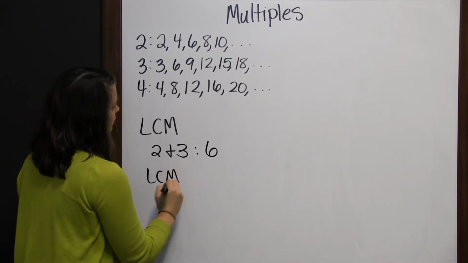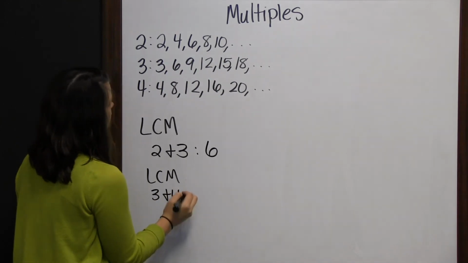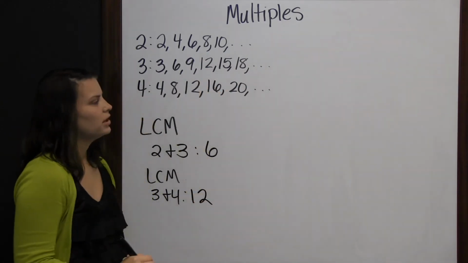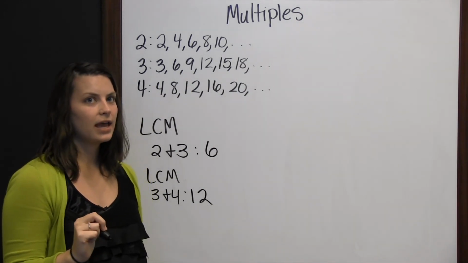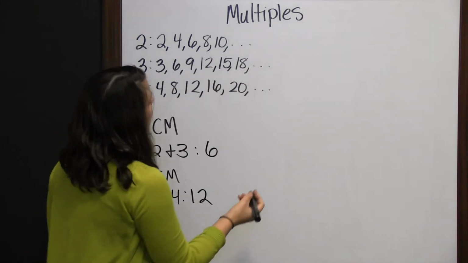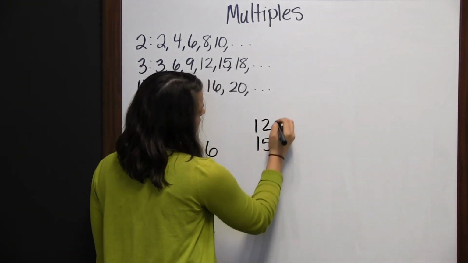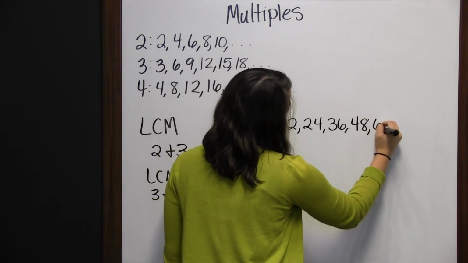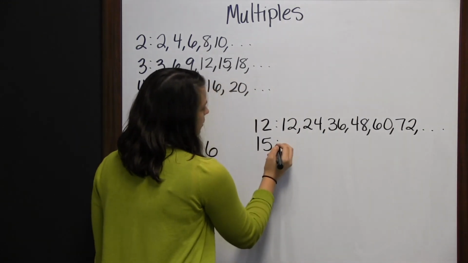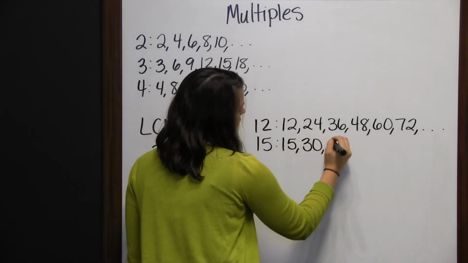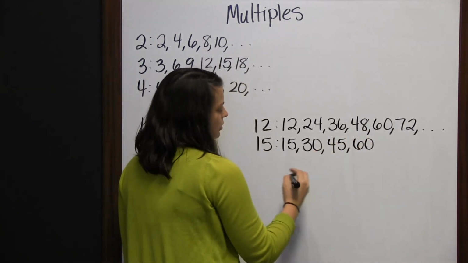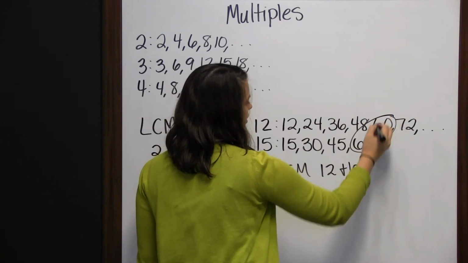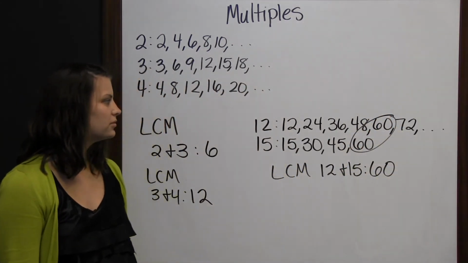The LCM of, say, 3 and 4, the very smallest number that they have in common would be 12. And you can find the least common multiple of bigger numbers, like say the least common multiple of 12 and 15. So 12 would be 12, 24, 36, 48, 60, 72, etc. While 15 would be 15, 30, 45, 60. So if we were finding the LCM of 12 and 15, the smallest number they have in common is 60. So the least common multiple is 60.